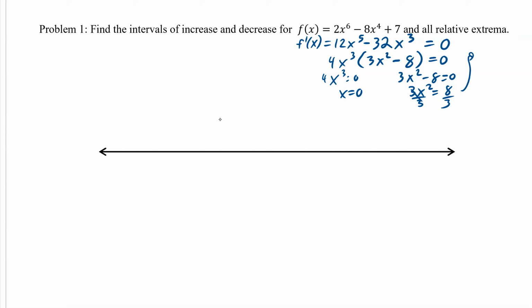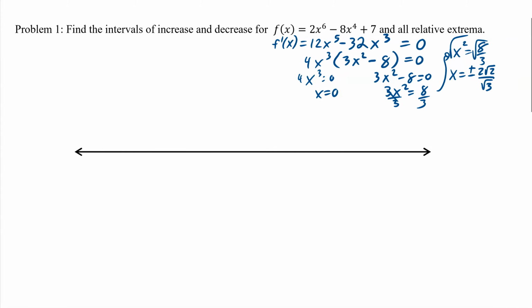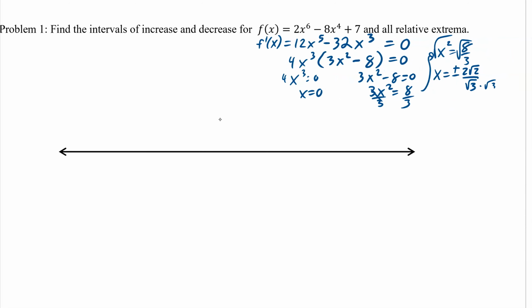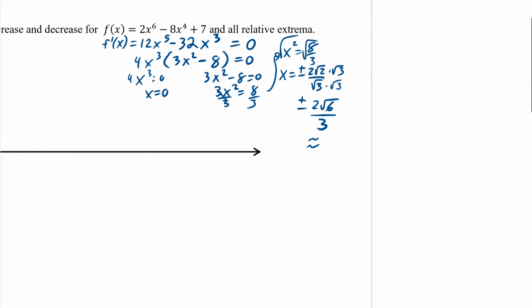So I'm going to move over here with the answer. So x squared equals 8 thirds, square root, x equals plus or minus 2 radical 2 over radical 3. And then we rationalize, plus or minus 2 radical 6 over 3. And then what I like to do is plug that in the calculator to get an approximate value for it.